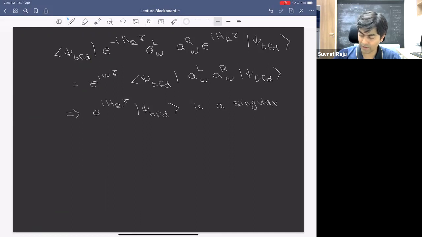And that doesn't make any sense just by looking at the geometry. If you time translate something, you should not get a singular state. Just to emphasize once more, this conclusion that this is a singular state, if you really had quantum field theory in the bulk and you didn't have quantum gravity, then in a sense, this would not be an unreasonable conclusion.